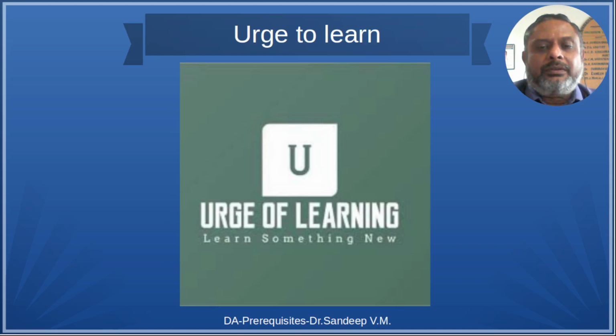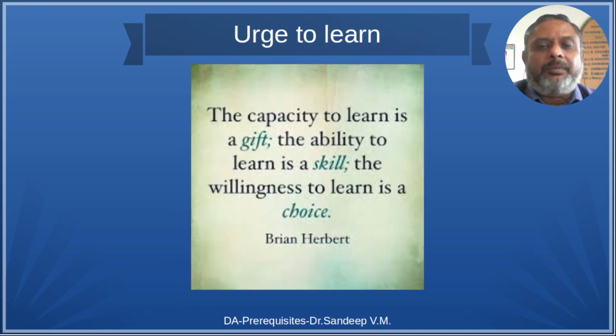Urge to learn. The capacity to learn is a gift, ability to learn is a skill, and willingness to learn is a choice. That's what Brian Herbert said. So the capacity to learn, everybody is gifted with it, and the more skills you develop, the better ability you will have to learn. For all of that, there is a choice. Are you willing to learn or not?